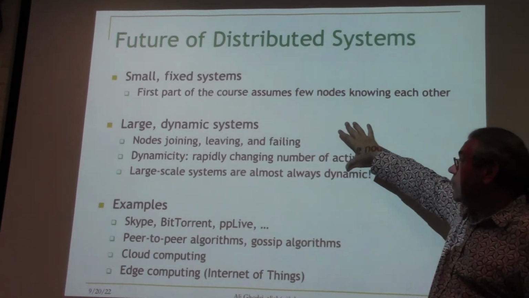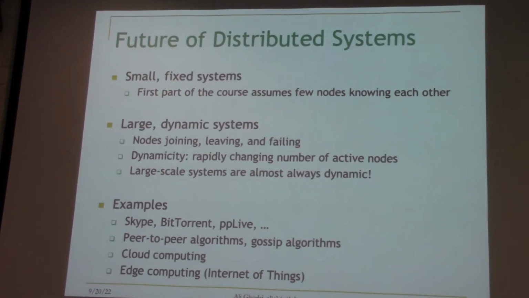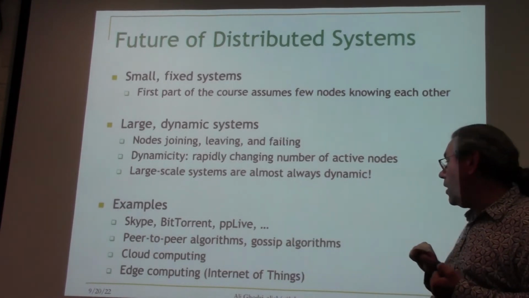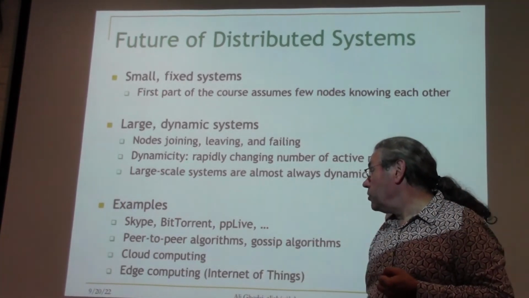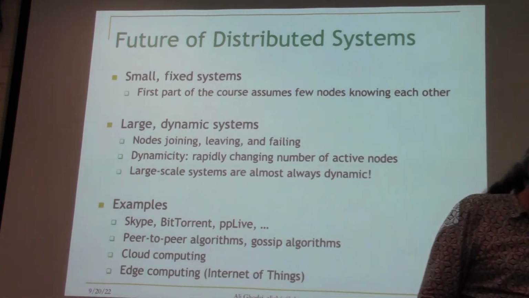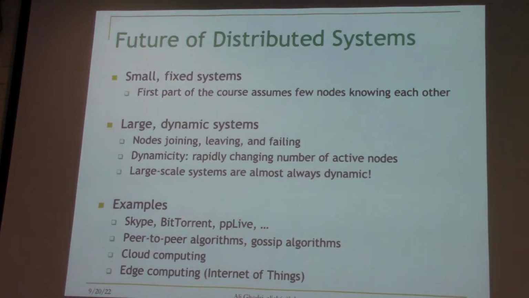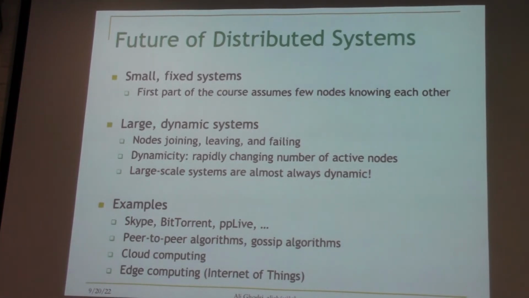In the second half of the course, we will talk about large systems, and it will be a little less formal than the first half, but still formal enough that we can prove certain properties. We'll talk about peer-to-peer and gossip algorithms. I won't talk so much about cloud computing because there's another course on that. I might talk about edge computing: very small, low-power devices sitting on the edge. Because they're small and low power, they fail a lot.